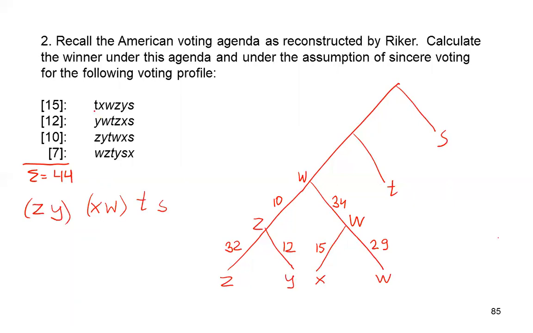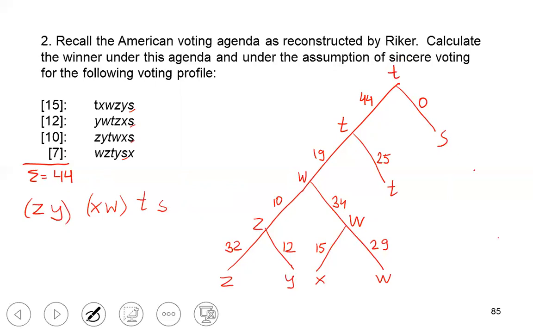W versus T. TW, WT, TW, WT. So 25 votes for T and 19 for W, which means that T is the winner. And now T versus S. It seems that S is a very unpopular law. Everybody prefers T to S, so it is 44 to 0. T is the winner. T is our new law.